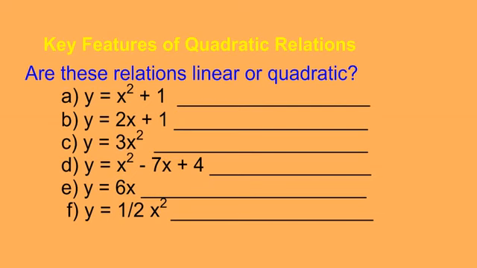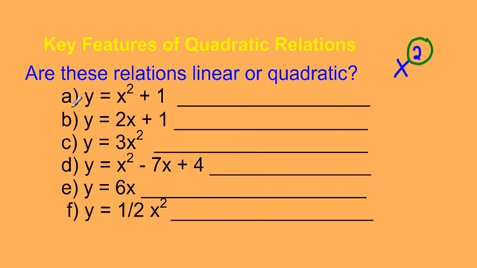Okay, are these linear or quadratic? So we're just looking at some equations here. Now, if it's a quadratic relation, it always has a degree of 2, meaning you're looking for that x squared. You need that 2 up there. So which of these are quadratic?